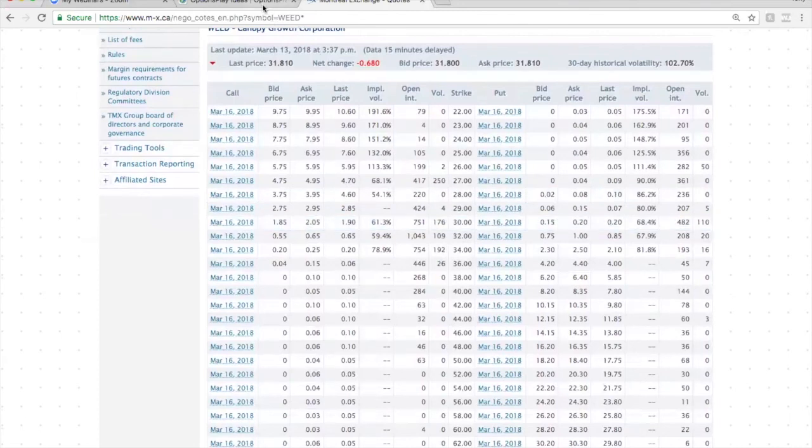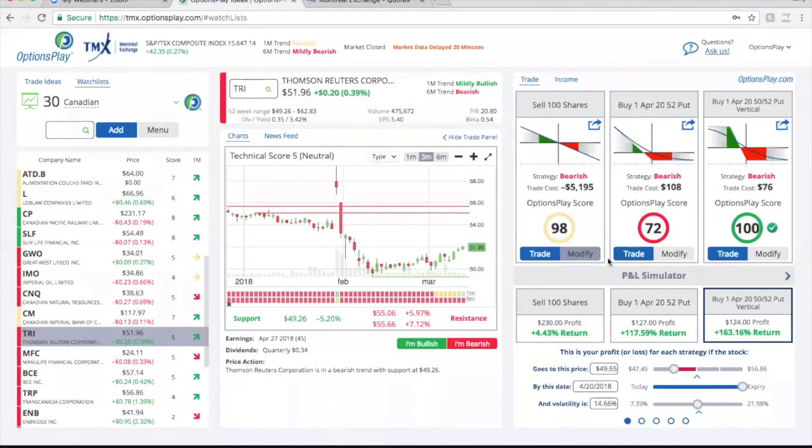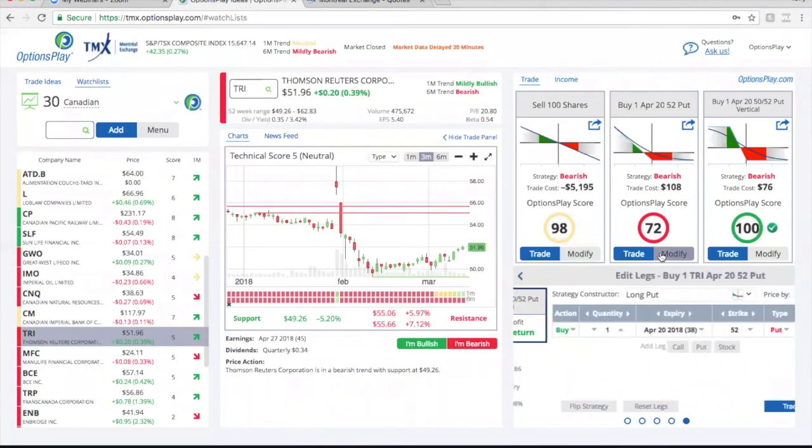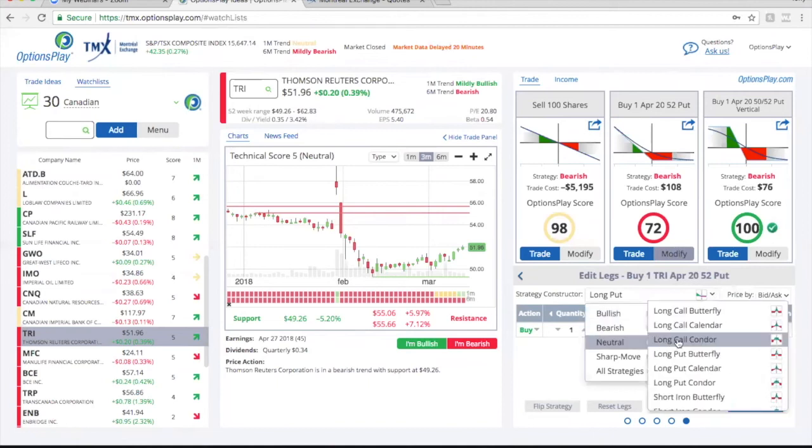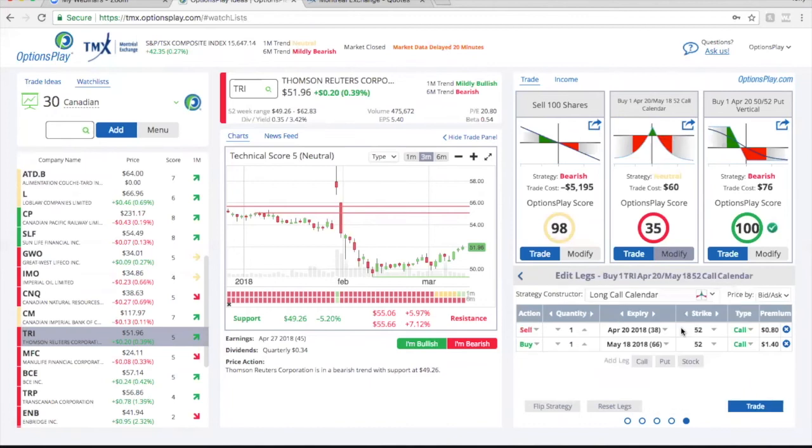And just one last thing I want to show you guys. Let's say you're looking at a trade and you want to modify it, meaning you want to change the expiration date, you can do that. You can select any expiration date or any strike price. It's all available here. You just click on the modify button. It'll allow you to change the strategy, or you can even change the strategy completely. So for those of you that are a bit more advanced and you want to trade calendars and diagonals, you can do that by the click of a mouse, just using the strategy constructor.